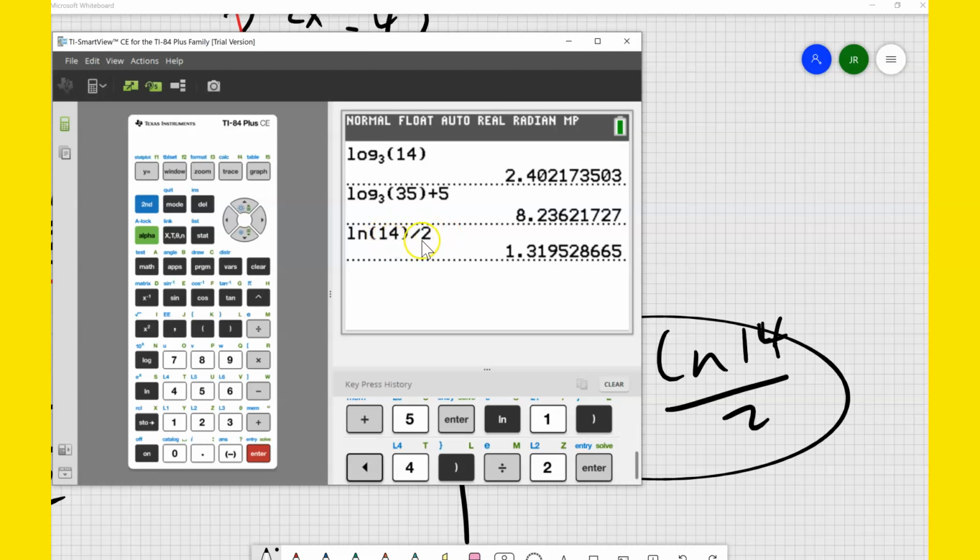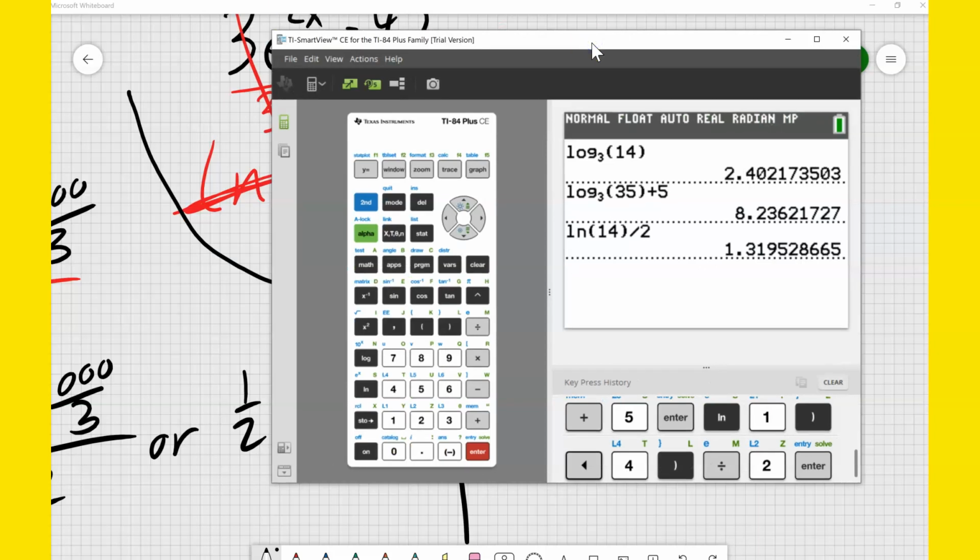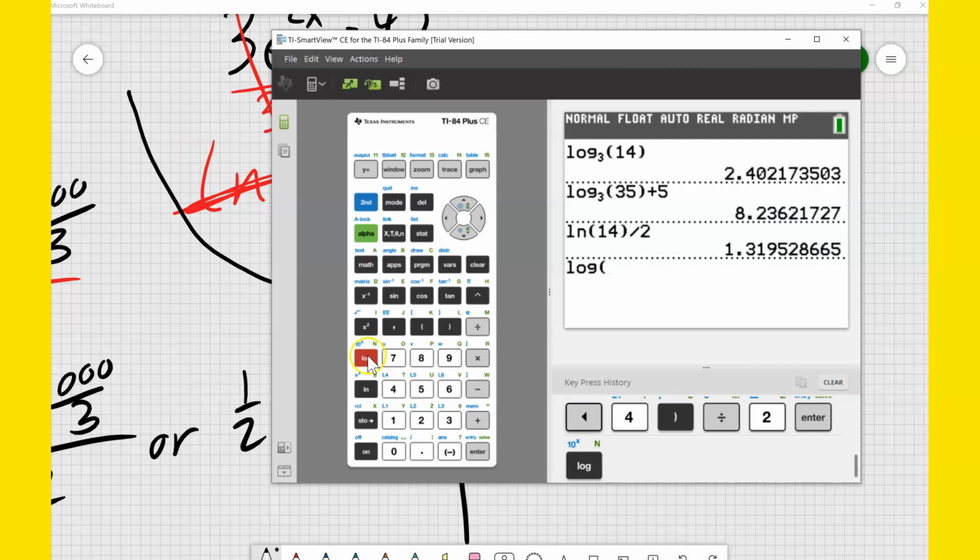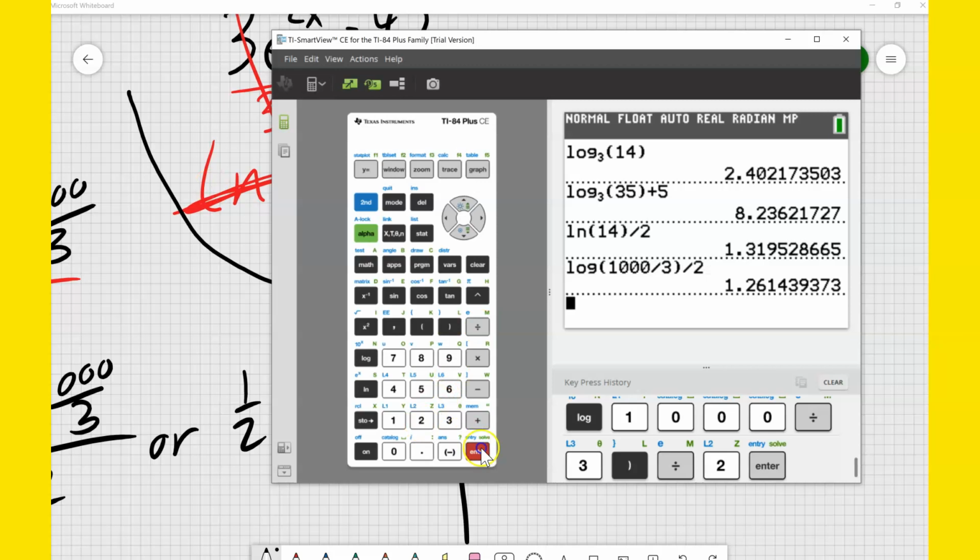It's separate from it. And then if you want to type in the other one, log of 1,000 over 3, log, you just type the log button. You don't even have to do log base. The log button here means the common log, which is log base 10. 1,000 over 3. And then divided by 2. And that would be the answer to that one as a decimal.